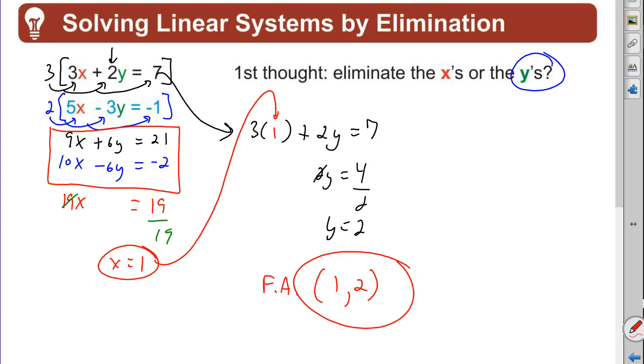All right, so elimination. You have to decide, am I going to eliminate the x's? Am I going to eliminate the y's? Get the coefficients to be equal and opposite. Add the two equations. You'll be able to solve then for one of the variables as you eliminated the other one. And then sub in and get the second one. All right, that's the idea.